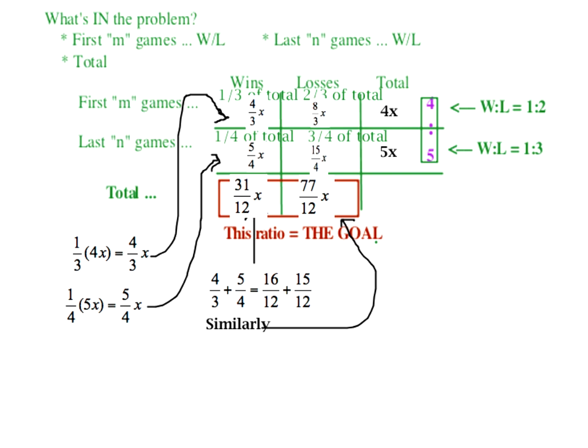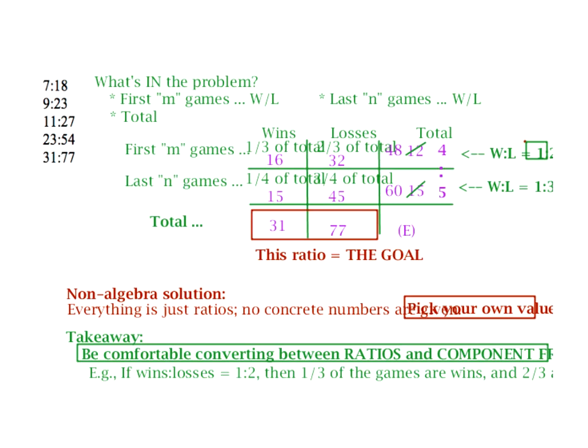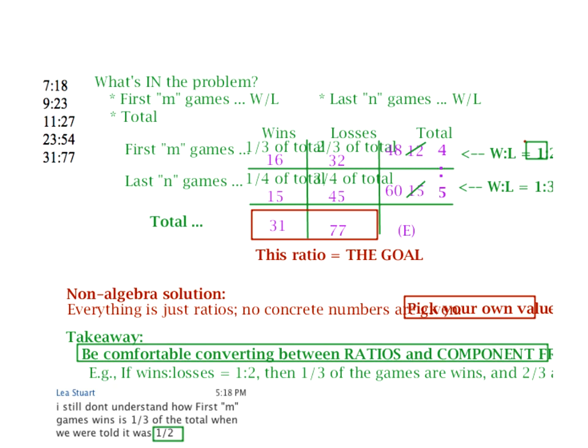I still don't understand how we're not told that it's a half. This is a ratio, the Stewart. Make sure you don't, this is what we talked about in the previous thing, right? Make sure you can convert between ratios and component fractions. So this is a ratio of 1 to 2. It's not 1/2 of the total. It's a 1 to 2 ratio.